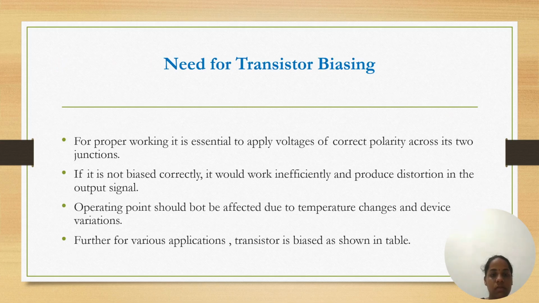Next, need for transistor biasing. What is the use of transistor biasing? For proper working, it is essential to apply voltage of correct polarity across its two junctions. If it is not biased correctly, it would work inefficiently and produce distortion in the signal. The operating point is affected by temperature variations and device variations. Further, transistor biasing is used for various applications.